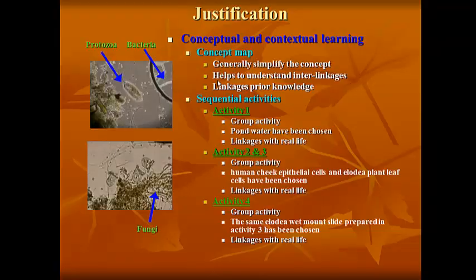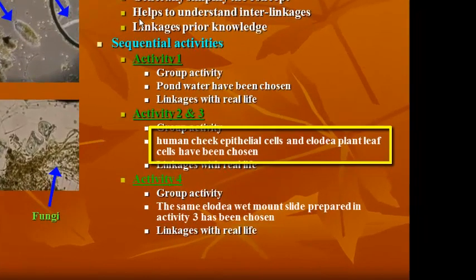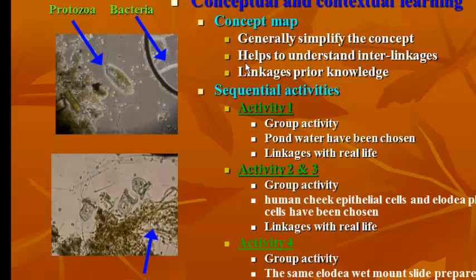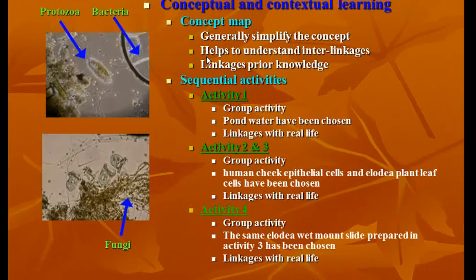In Activity 2 and 3, human cheek epithelial cells and Elodea plant leaf cells have been chosen to further explore students with eukaryotic cells and to develop the concept that cells are grouped together and are organized into body structures. In Activity 4, the same Elodea wet mount slide prepared in Activity 3 has been chosen.